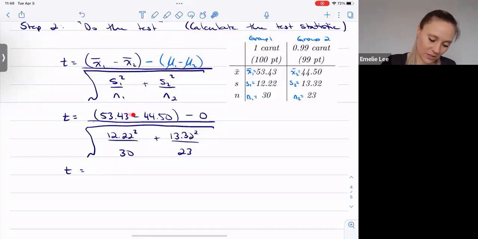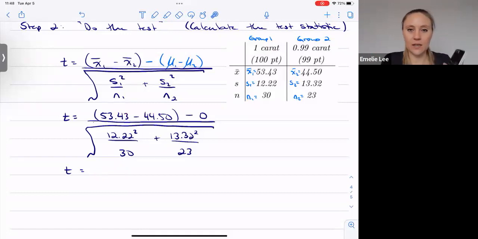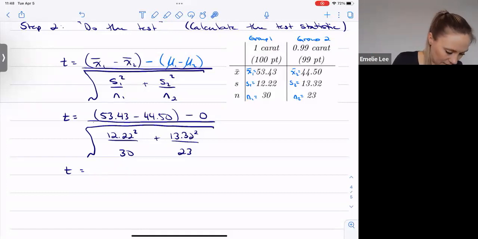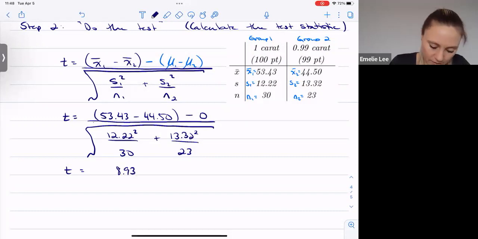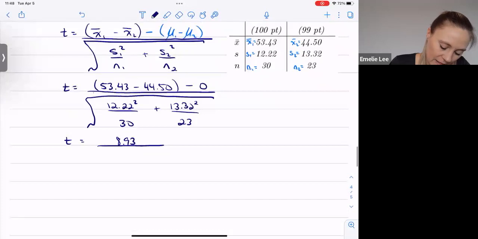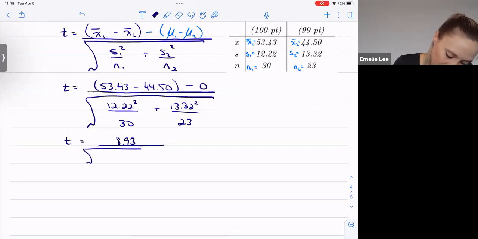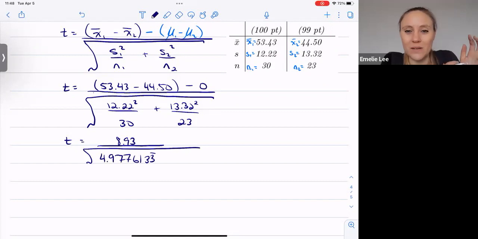But what I'm going to do is this subtraction here, just on my calculator. 5343 minus 4450 is 893. Divided by, and I'm going to do 1222 squared divided by 30. And that puts me at 4.9776133 repeating. Okay. I'm going to store that in my calculator.